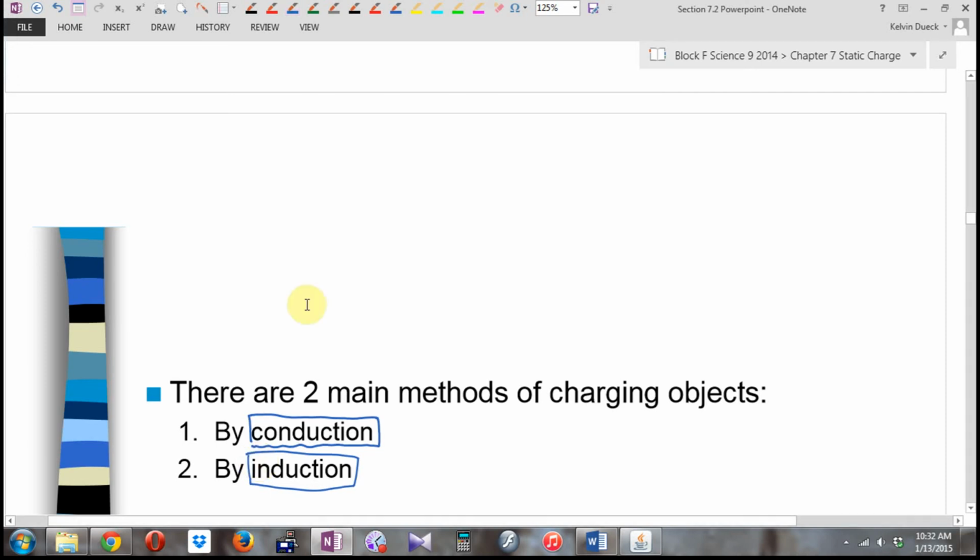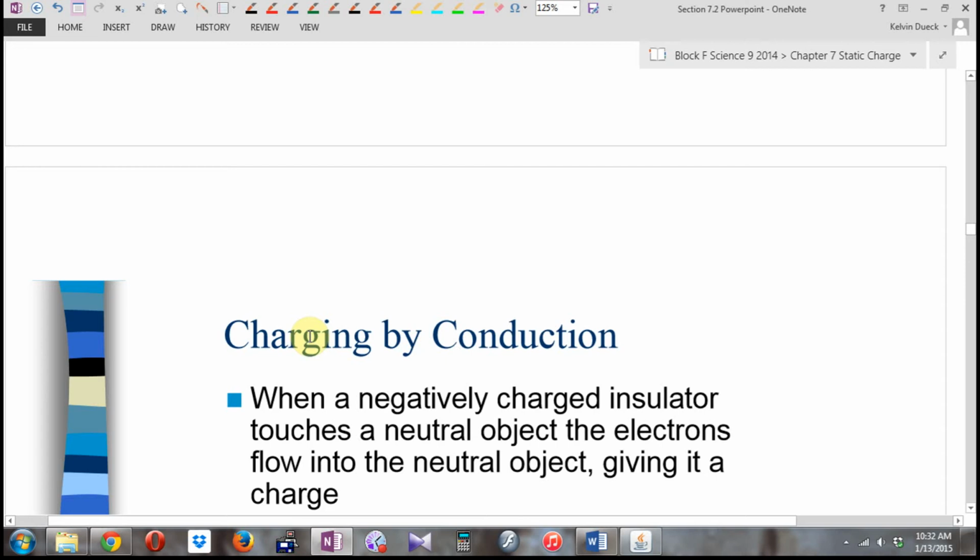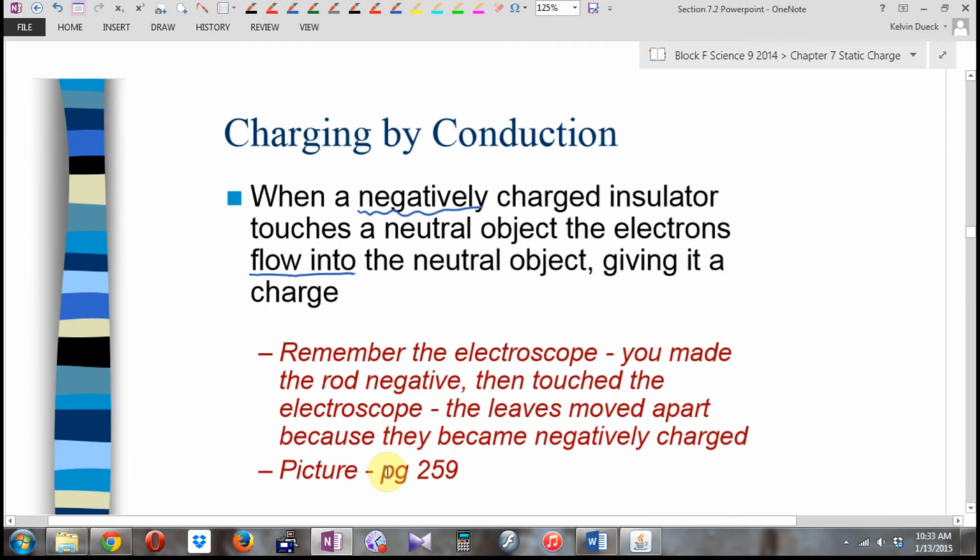Let's talk about charging by conduction. When a negatively charged insulator touches a neutral object, the electrons flow into the neutral object, giving it a charge. Remember the electroscope? You made the rod negative, then you touched the electroscope, the leaves moved apart, and they stayed that way when you moved the rod away. In fact, Mateo stayed that way for a few hours.